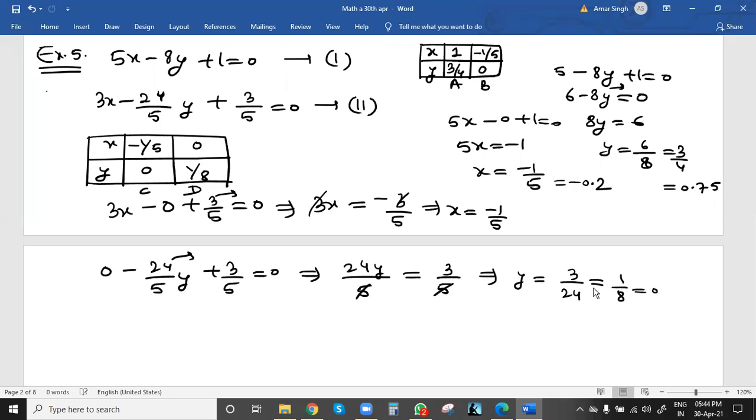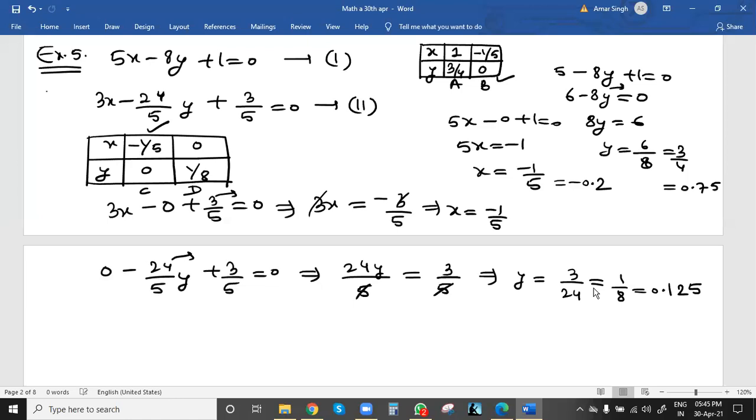What is 1 by 8? It is 0.125. These are very small values. Try to draw the graph yourself. Take some other points, because 0.125 and 0.75 are very small terms. We'll try to take values which are easier to plot on graph paper.